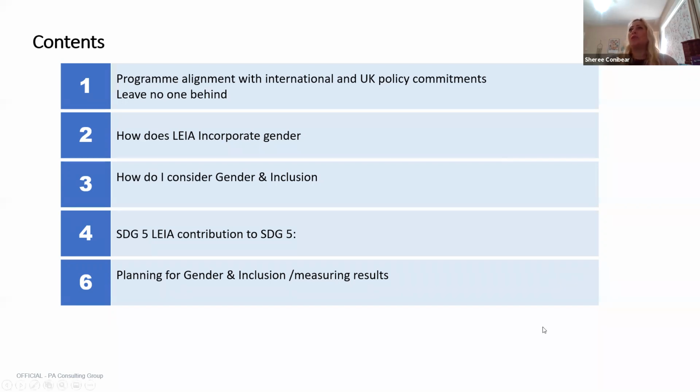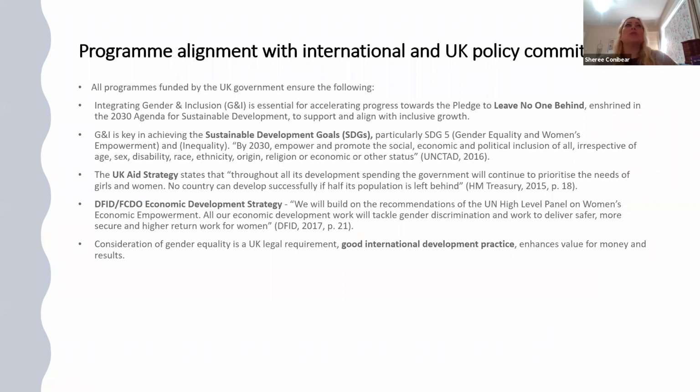Okay, so without further ado, let's start with the first slide. Program alignment with international and UK commitments. I'm going to go through these quite fast. First of all, programs that are funded by UK government and also other governments, I'm sure, but we're talking about our project LEA, have to integrate gender inclusion. So it's essential in order for accelerating programs towards the pledge that we've made, which is leave no one behind.